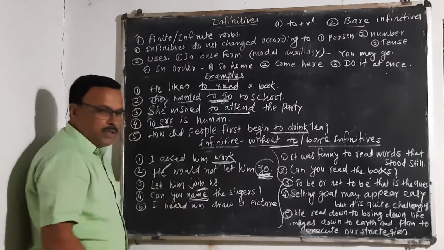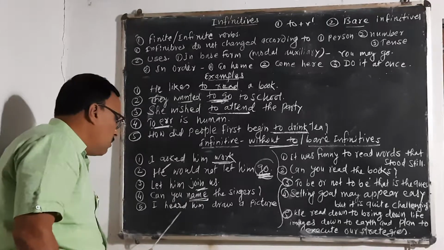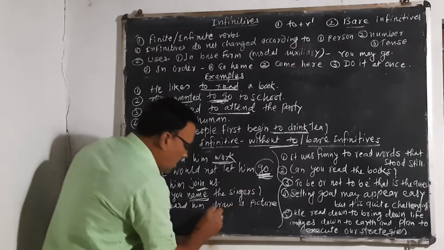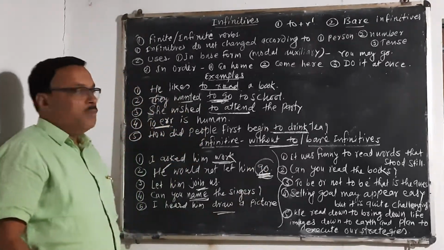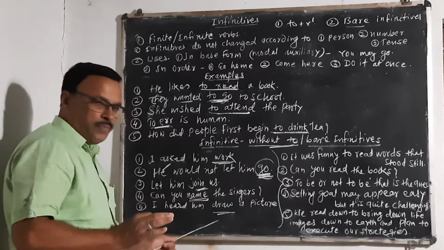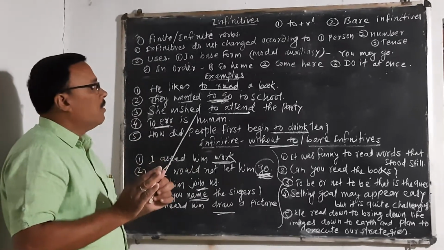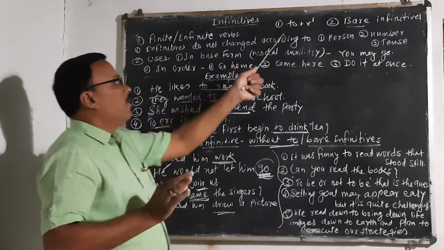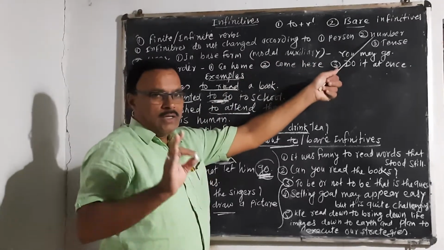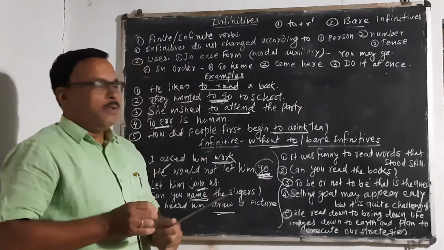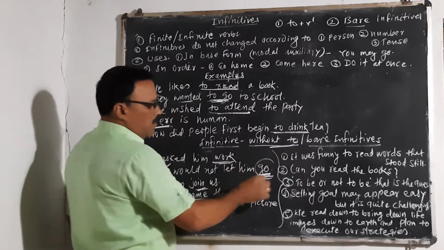Name is the infinitive. Then, I heard him draw a picture. Draw, it is the infinitive, means bare infinitive without to. Okay, the infinitives may be with to or without to, that is called the bare infinitives. Again there are some examples.